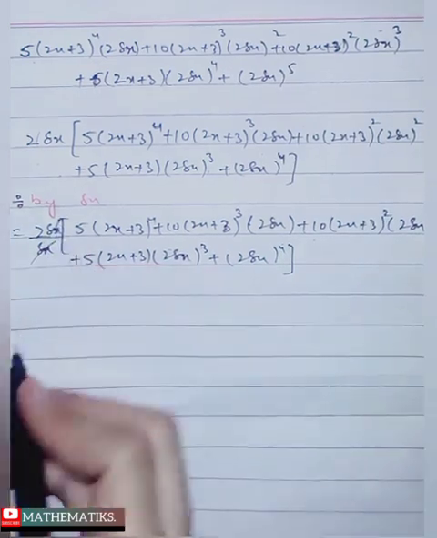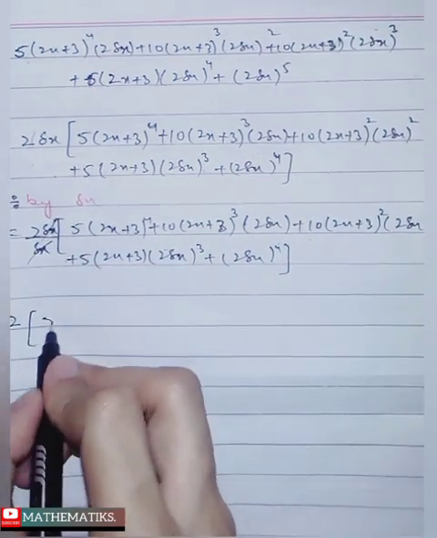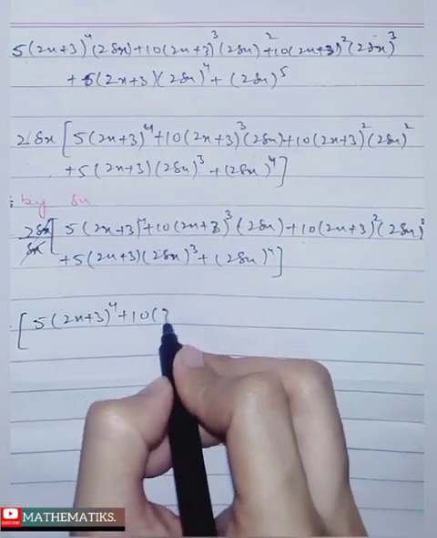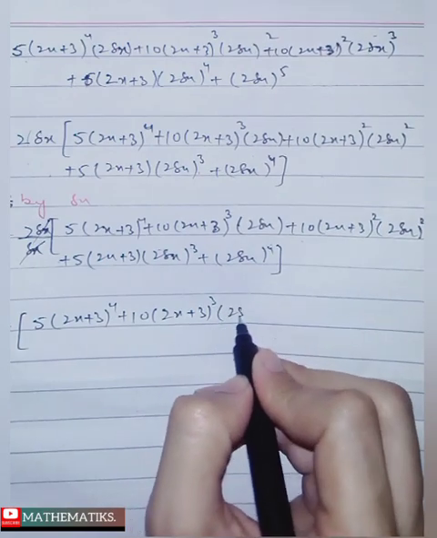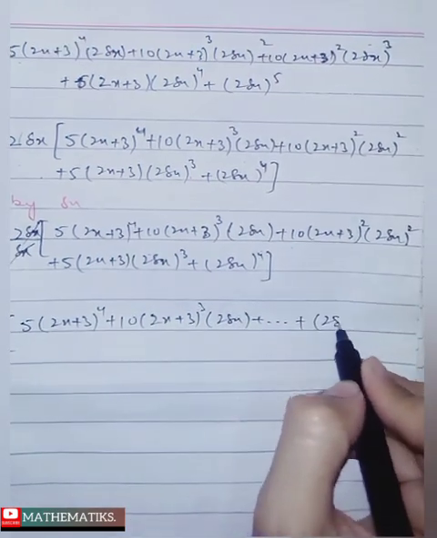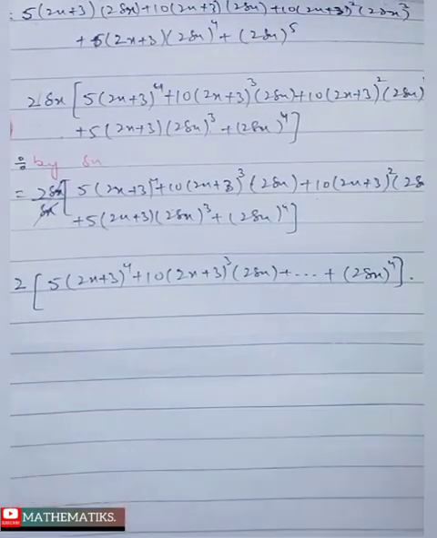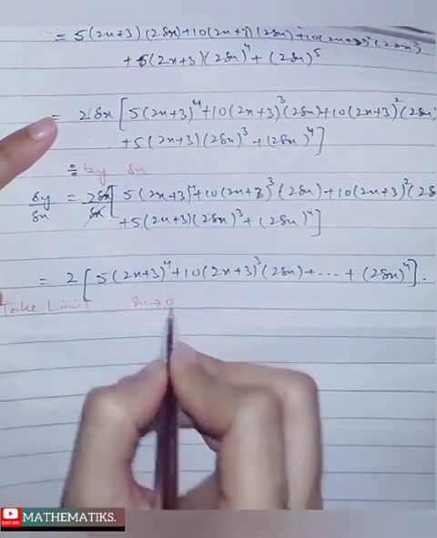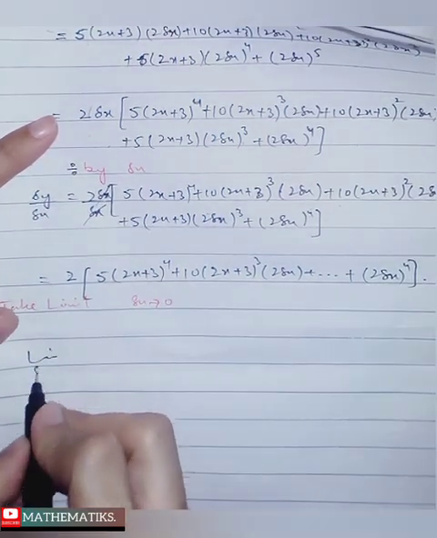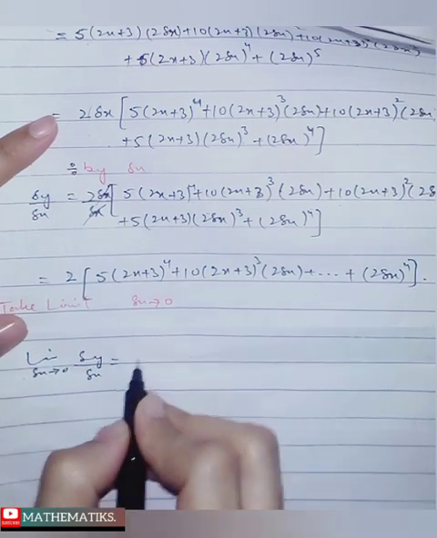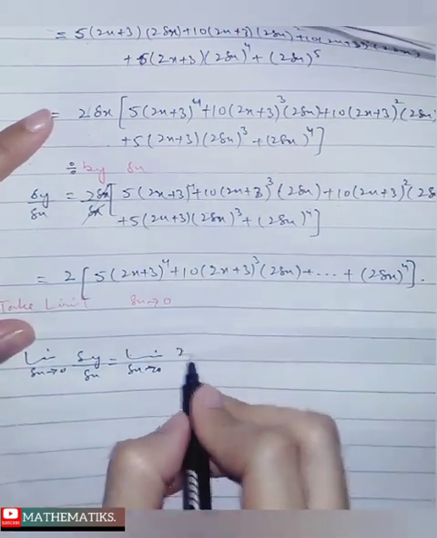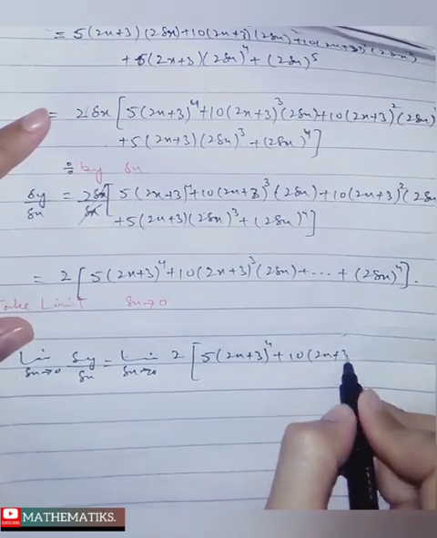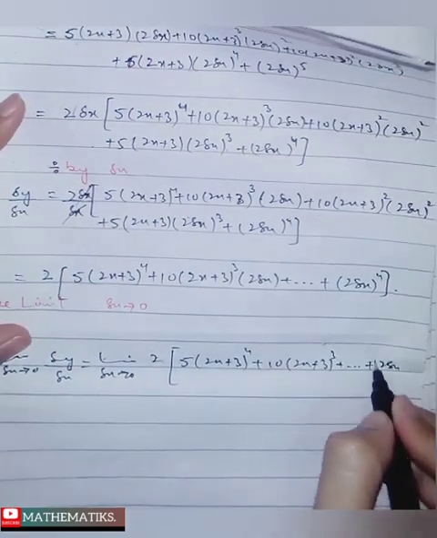This partial x cancels by this partial x, so it becomes 2 into 5 (2x plus 3) whole power 4 plus 10 into (2x plus 3) whole power 3 into 2 partial x plus so on plus 2 partial x whole power 4. Our fifth and last step is to take the limit. Take limit partial x approaches 0, so it becomes limit partial x approaches 0 of partial y divided by partial x is equal to limit partial x approaches 0 of 2 into 5 (2x plus 3) whole power 4 plus 10 into (2x plus 3) whole cube plus so on plus 2 partial x whole power 4.